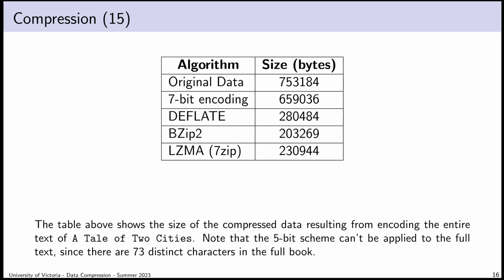If I run the entire book through Deflate, it comes out to 280. And if I run it through bzip2, it comes out to 203. So bzip2 actually wins this round. And then LZMA gives me 230.